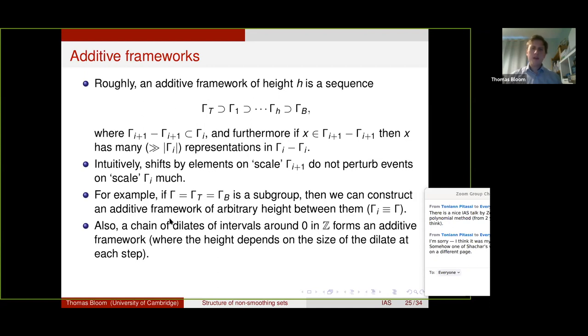A more interesting example is a sequence of intervals around zero in the integers. I start with some very narrow interval around zero. I then blow it up to a wider interval and then dilate it again and again and again. That forms an additive framework where the height depends on the size of the dilate and how many times I applied it. So that's what I mean by shifts not changing it that much. If I shift by something which is very close to zero, and I compare that to shifting by something which is quite far from zero, then that's not really going to affect its size that much.